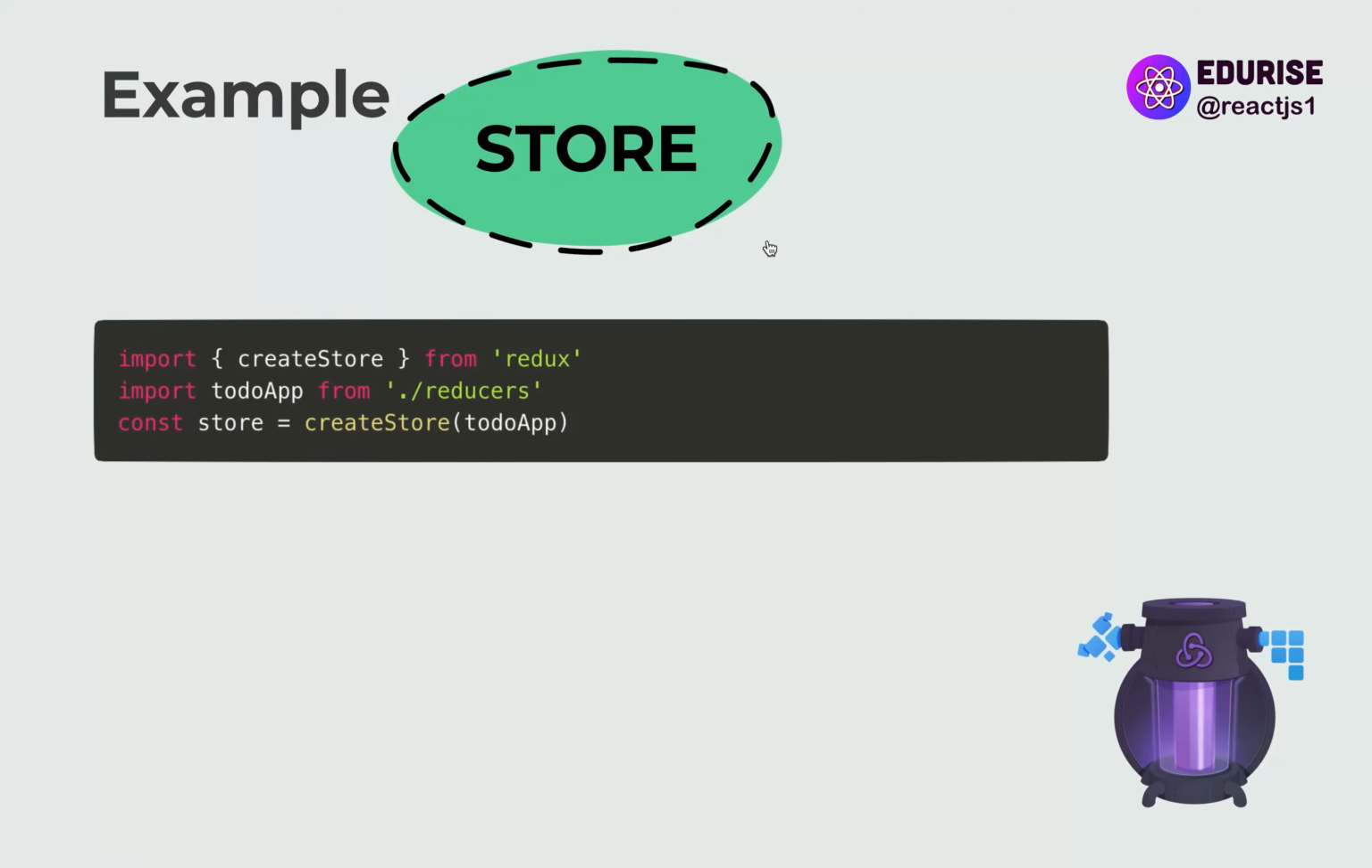Next, we can see an example of how you will create a store. Store will always need to have a reducer as a parameter. So this will have the complete reducers in it. This is how you import createStore, and this is a reducer, and this is how you initialize a store here.